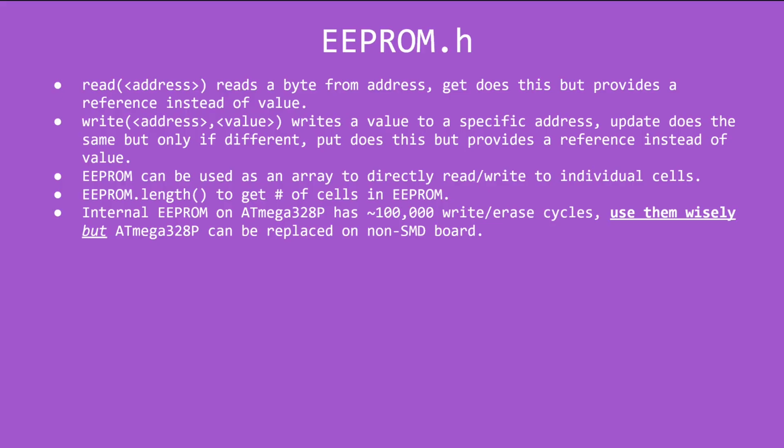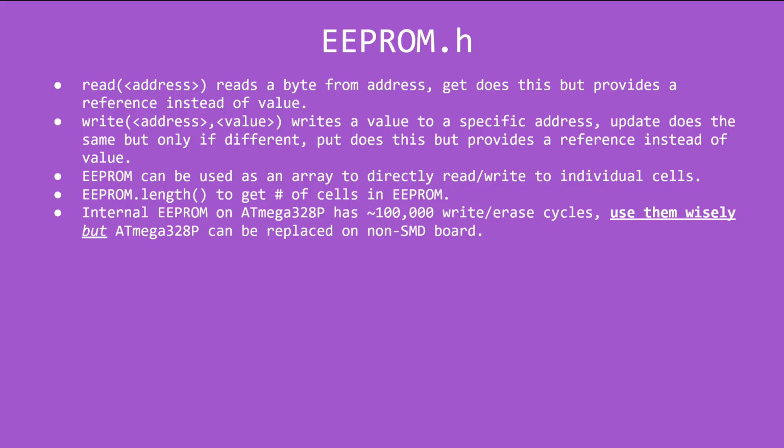You can treat EEPROM as an array too, so that you can directly write or read individual cells that way. You can also use length to get the number of cells in EEPROM. Keep in mind on the Atmega 328, it probably has about 100,000 write cycles. Use them wisely, but keep in mind that chip can technically be ordered and replaced on a non-surface mount board. For basic experimentation, as long as you're being good about it, 100,000 isn't too bad.